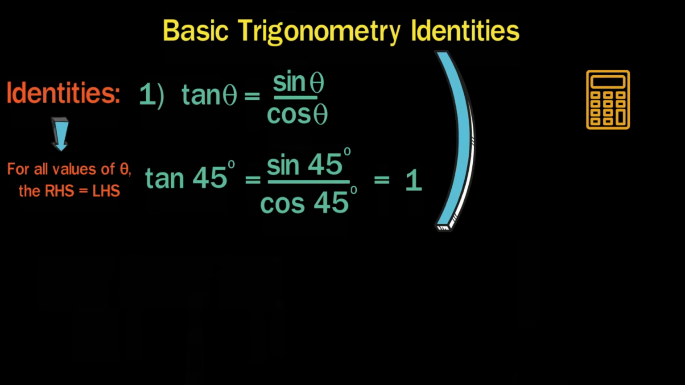Another common trigonometric identity that we often use is sine square theta plus cos square theta equal to 1. To help you remember this identity, you need to understand where it comes from.